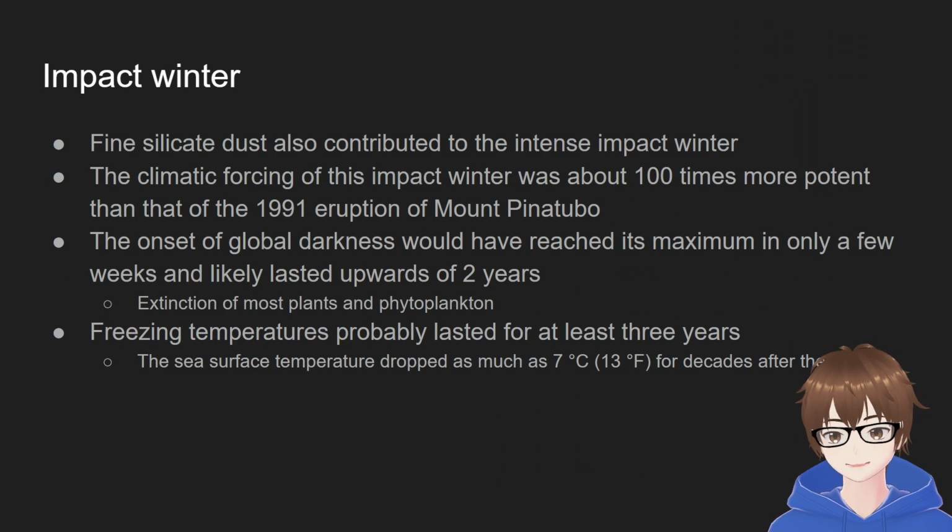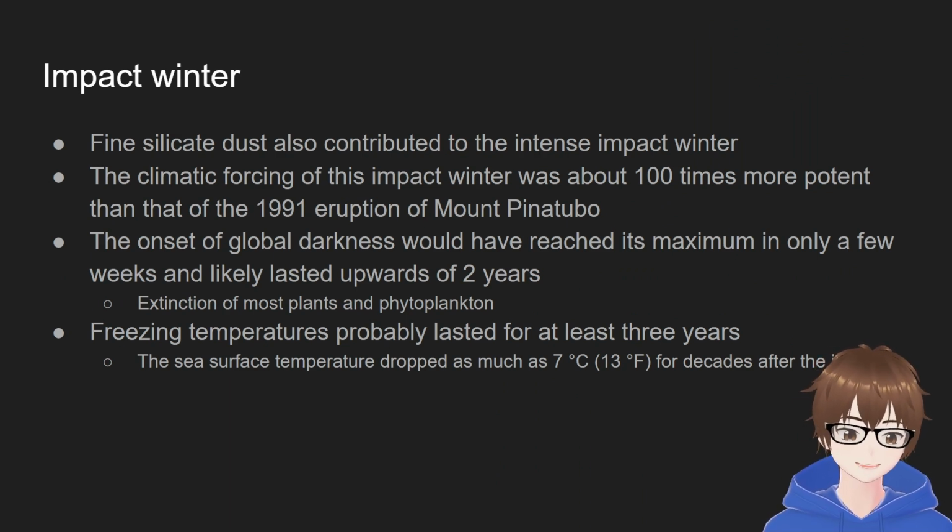So then all the dust, all the soot, the fires, and stuff like that. There's so much stuff in the atmosphere blocking off so much of the sunlight. Plants are dying and stuff like that. We have an impact winter. So, since there's all that fine silica dust, which contributed to the intense impact winter, the climatic forcing of the impact winter was about 100 times more potent than that of the 1991 eruption of Mount Pinatubo.